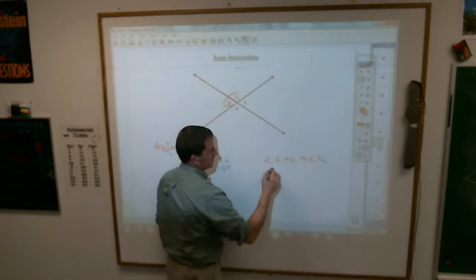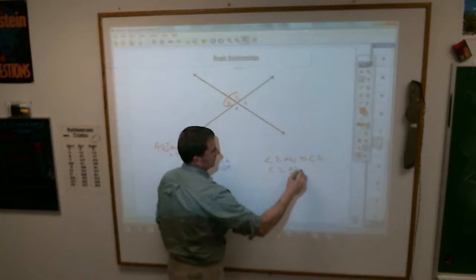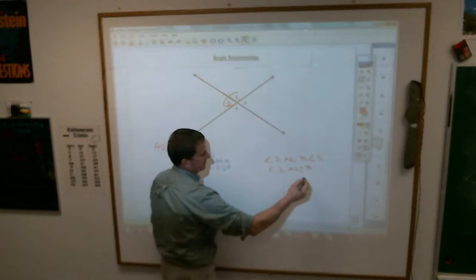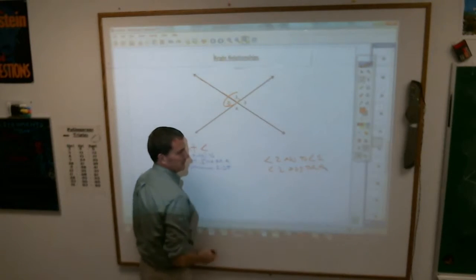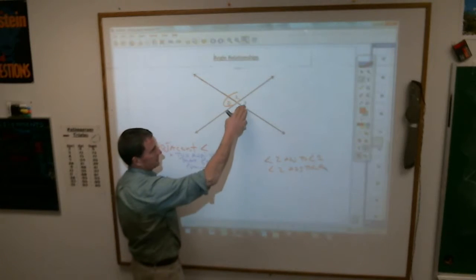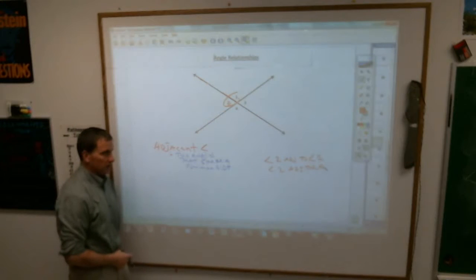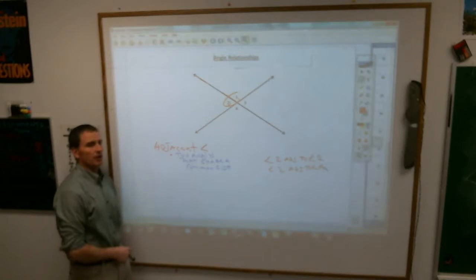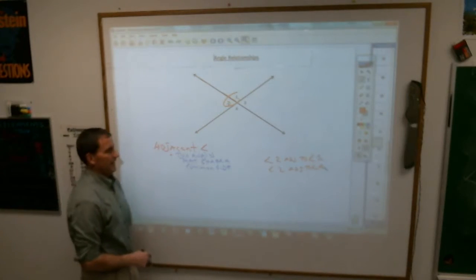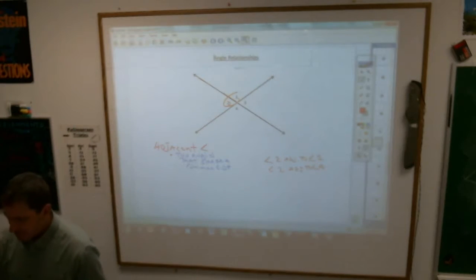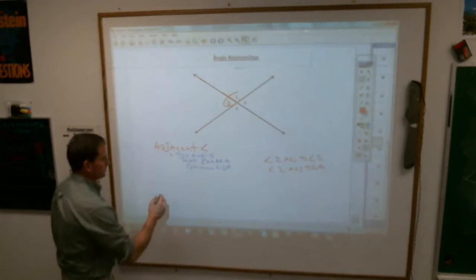Angle 2 is also adjacent to another angle, which is angle 4. And get it? They're right next to each other. That's what adjacent means. And you got 4 is adjacent to 3, 4 is adjacent to 2. 1 is definitely not adjacent to number 4 because it does not share anything with number 4. That's what makes it the next thing, what we call opposite angles.